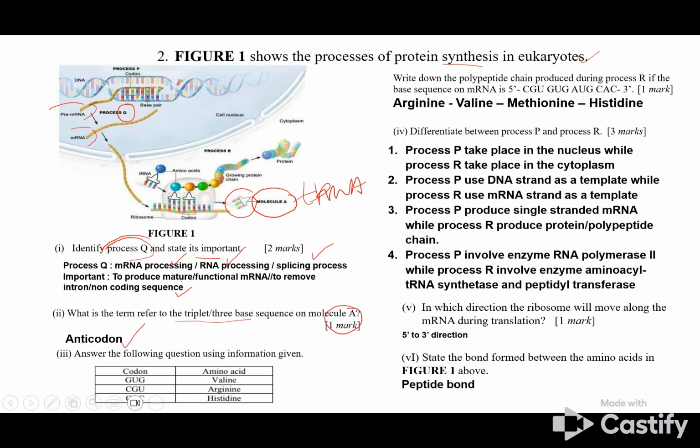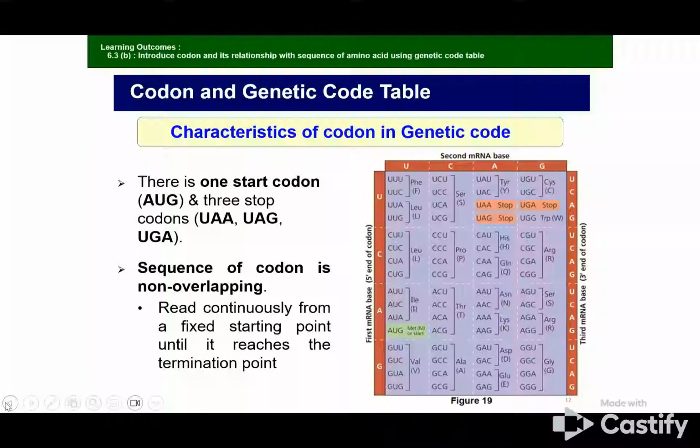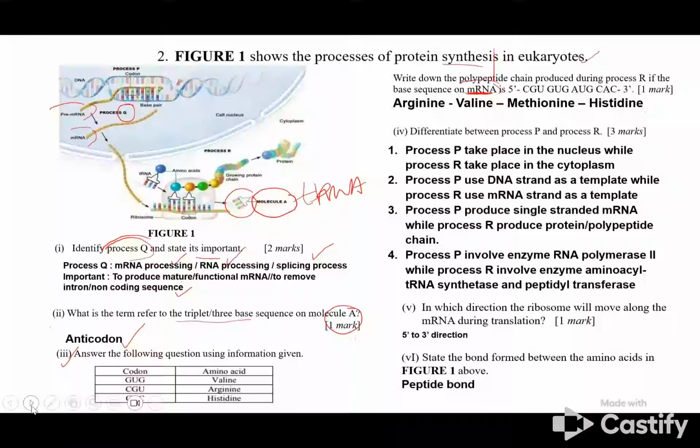Next, question 3. The bases produced by process R, the base sequence is on mRNA. So I'm highlighting, make sure it is mRNA. If you refer to the earlier slide, our genetic code is based on the mRNA. You do not need to memorize the genetic code. It will be given like this during your PSPM. So make sure the given sequence is mRNA, and then you can do the direct translation.